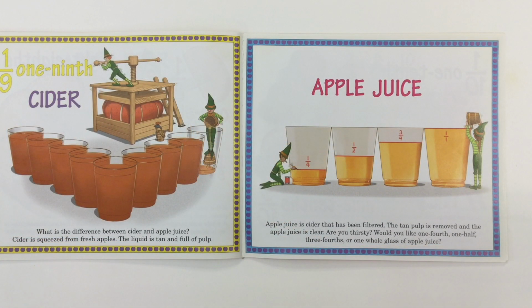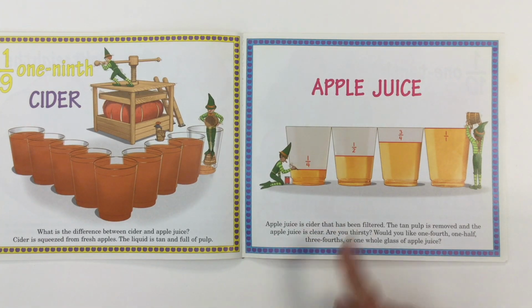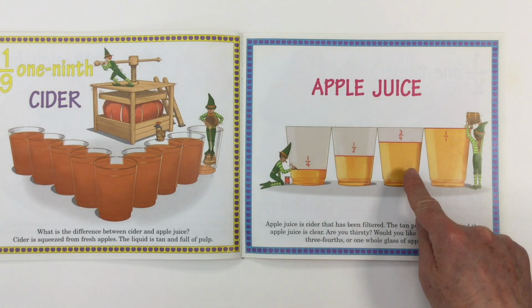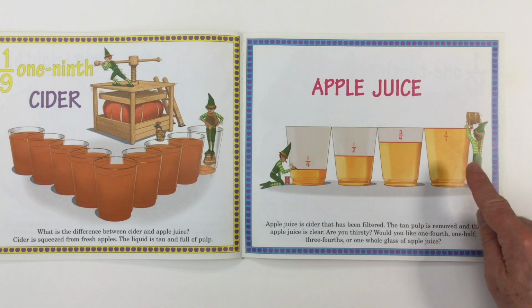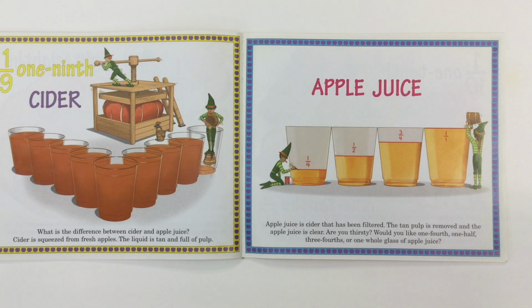1/9. Cider. What is the difference between cider and apple juice? Well, cider is squeezed from fresh apples. The liquid is tan and full of pulp. Apple juice is cider that has been filtered. The tan pulp is removed and the apple juice is clear. Are you thirsty? Would you like 1/4, 1/2, 3/4, or a whole glass of apple juice?